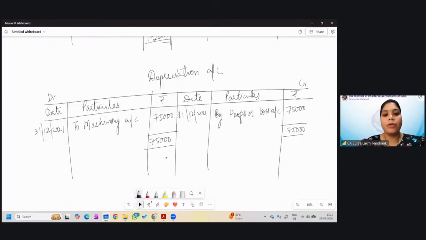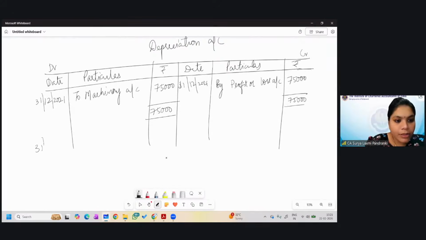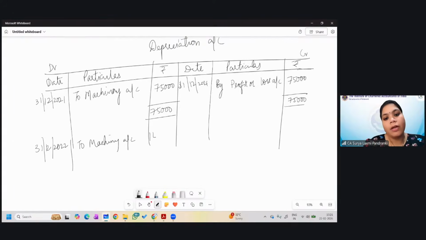Go to the depreciation account. On 31st December 2022, to machinery account will be 1,50,000. Again on the same day, 31st December 2022, by P&L account, 1,50,000.